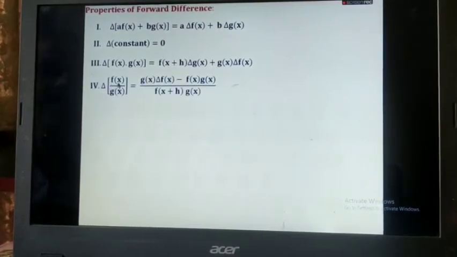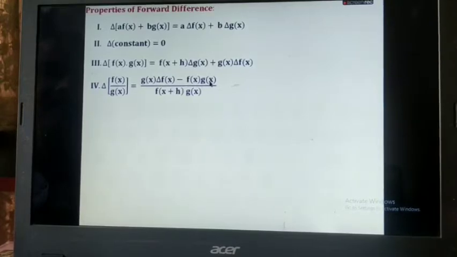And the fourth one, delta of the quotient f of x divided by g of x is g of x into delta f of x minus f of x into delta g of x, divided by f of x plus h into g of x. Then delta raised to m into delta raised to n f of x is delta raised to m plus n f of x.